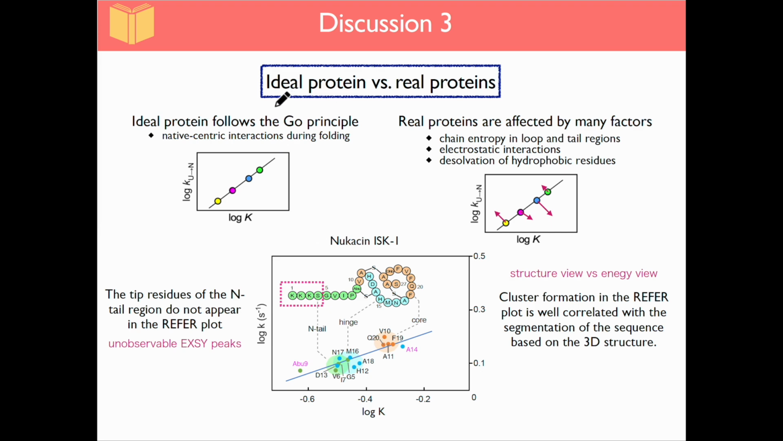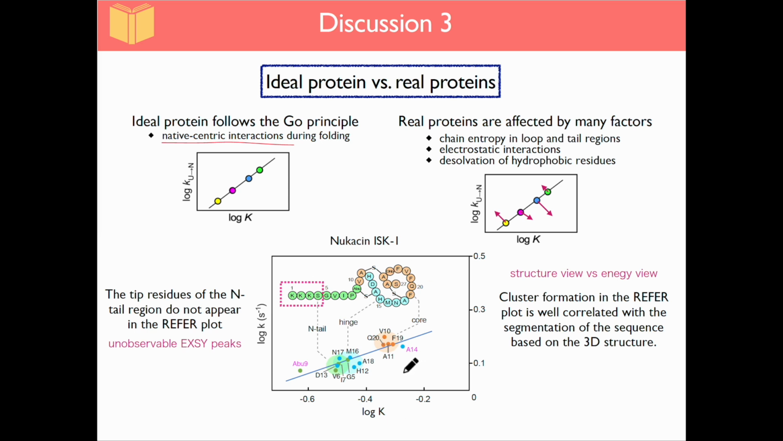So now I discuss ideal proteins versus real proteins. An ideal protein follows the Go principle like this, with native-centric interactions. But real proteins are of course affected by many factors: chain entropy in the loop and tail regions, electrostatic interactions, and desolvation of hydrophobic residues. These real effects can deviate the data points from the ideal relationship. And this is a real example here.